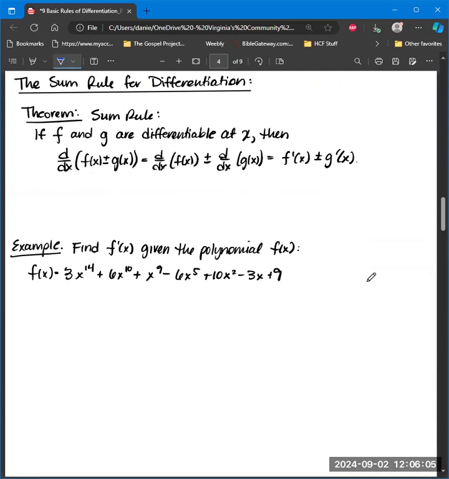Sum and difference rule. We'll look at the sum rule first. So our theorem tells us that if f and g are differentiable at x, then their sum or difference, the derivative of f of x plus g of x, or the derivative of f of x minus g of x, is also differentiable at x and will be the sum or difference of those derivatives. So for the derivative of f of x plus g of x, that'll be f prime of x plus g prime of x. And for the derivative of f of x minus g of x, that'll be f prime of x minus g prime of x.